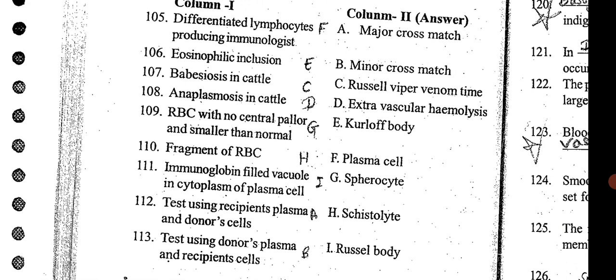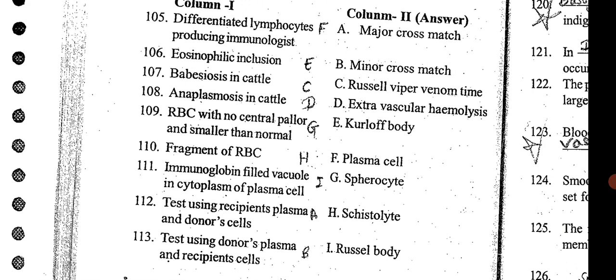So the major cross is the test using the recipient's plasma and donor cells. If I am the donor and my cells are being considered, then it will be the major cross. And the test using donor plasma and recipient cells, if I am the donor and my cells are not being considered, will be the minor cross.